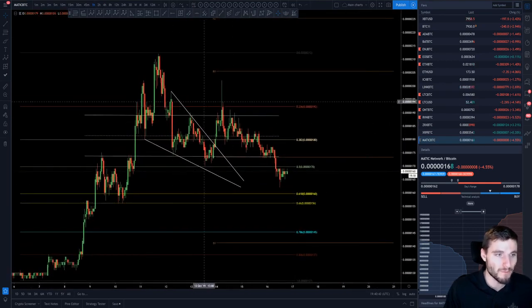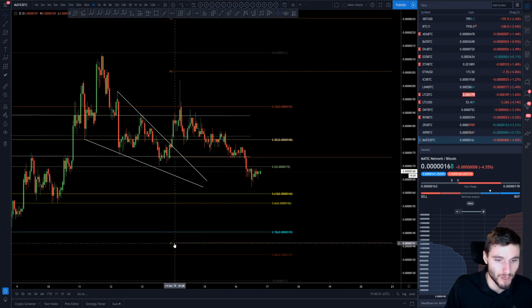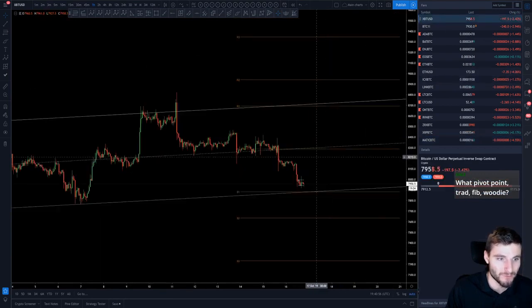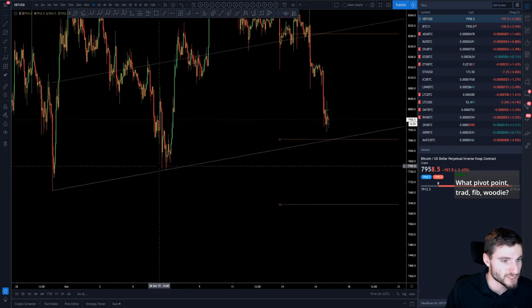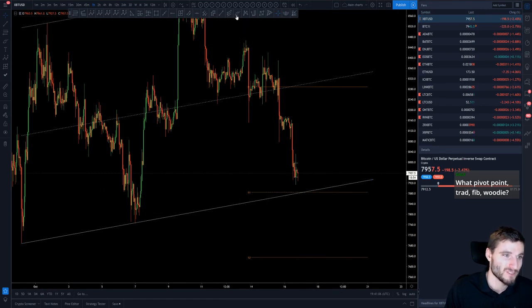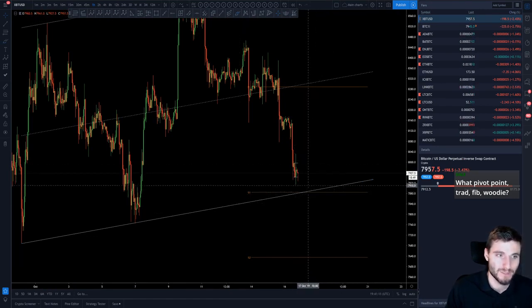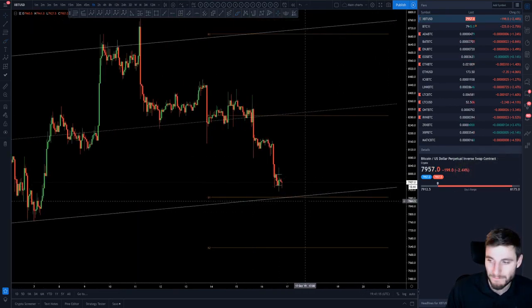People wanted me to talk about it. I've talked about it. I don't use it. It's good if you want to use it in confluence with something else, I guess. Don't use it on its own. Don't just randomly say, oh, here's support 1, I'm going to buy. It just doesn't make sense in my opinion. Bitcoin, for example, you'd be saying, well, this is a confluence then, isn't it? We've got the upward sloping channel, and you've got S1 sat at 7884. So that's what we could argue is a bit of confluence to look for a bounce. Yeah, so this is nice in terms of that.